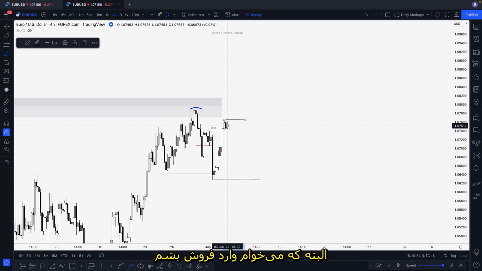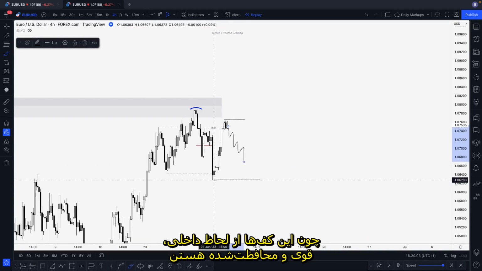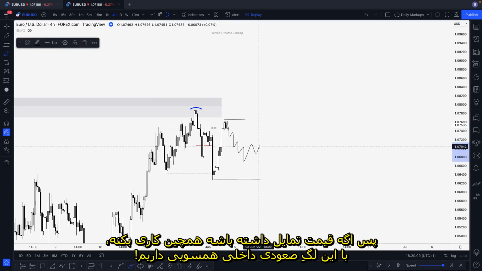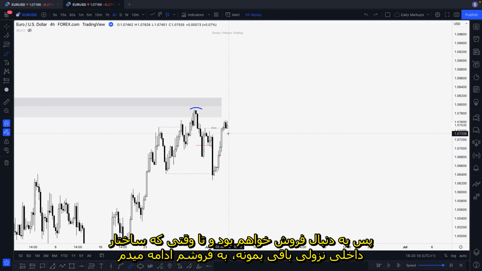So I want to take sales, of course. But I also understand if I take sales, I can't expect this low to go straight away, because this low internally is strong, it's protected. It caused the internal bullish break. So if price tends to do something like that, we have alignment with this internal bullish leg, and price will continue to the upside. So yes, I will be looking for sells, and until internal structure remains bearish, I will keep selling.